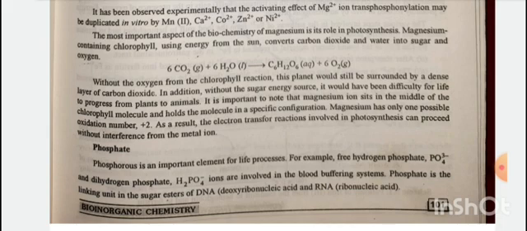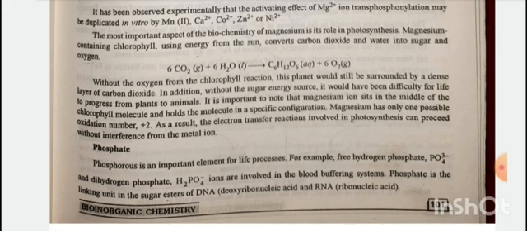The most important aspect of the biochemistry of magnesium is its role in photosynthesis. Magnesium is contained in chlorophyll. Using energy from the sun, it converts carbon dioxide and water into sugar and oxygen. 6CO2 plus 6H2O gives C6H12O6 plus 6O2. Without the oxygen from the chlorophyll reaction, the planet would still be surrounded by a dense layer of carbon dioxide. In addition, without the sugar energy source, it would have been difficult for life to progress from plants to animals.